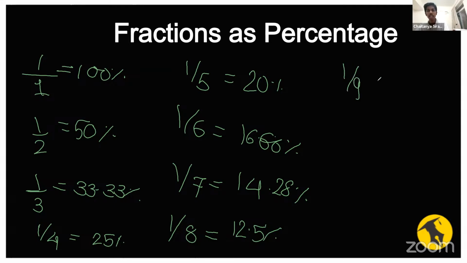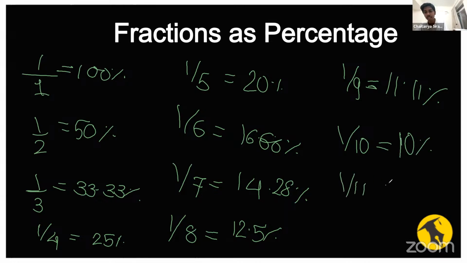1 upon 9 is 11.11%. 1 upon 10 is 10%. 1 upon 11 is 9.09%. And 1 upon 12 is 8.25%. Not 8.2. Just let me check.